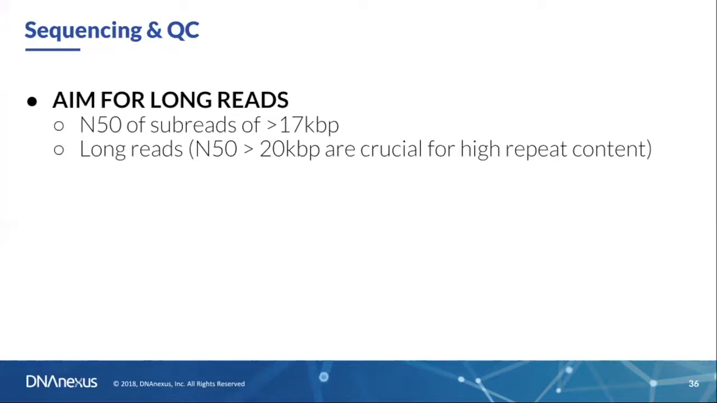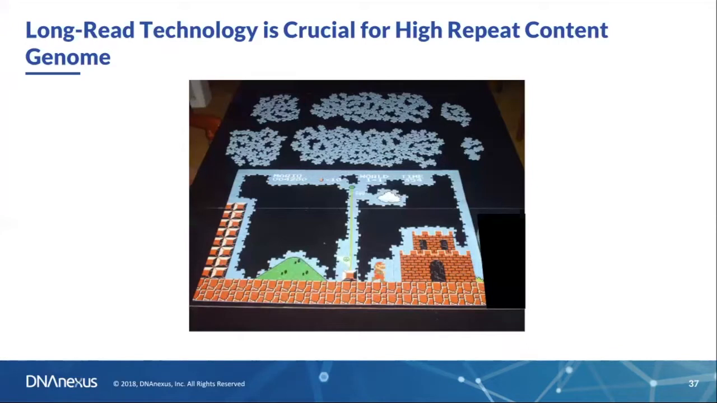Especially if you work with a species that has high repeat content, I highly encourage you to aim for an even longer N50 of the subread data, for example, 20 kilobase pairs. So why are long reads important for high repeat content species? If you remember the jigsaw analogy that I mentioned earlier, the repeat content is just like this blue area of the sky here that you can barely assemble, because each of the jigsaw pieces looks very, very similar. So that's the same as repeat content.